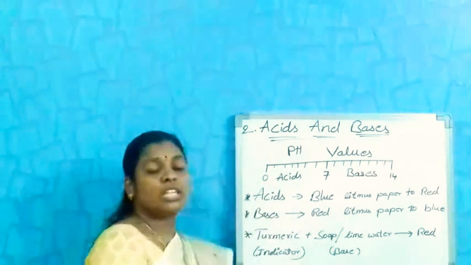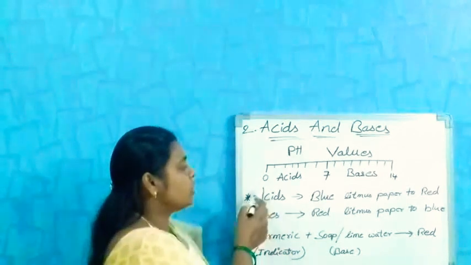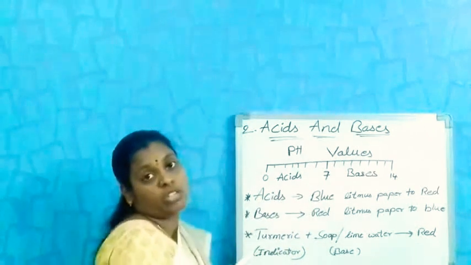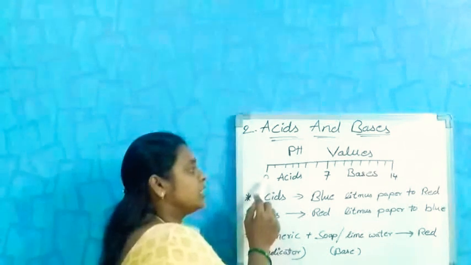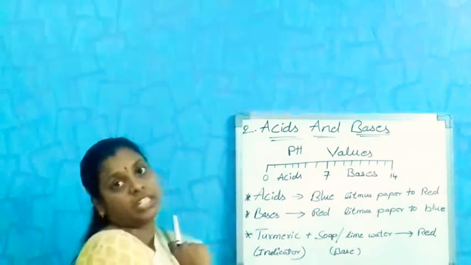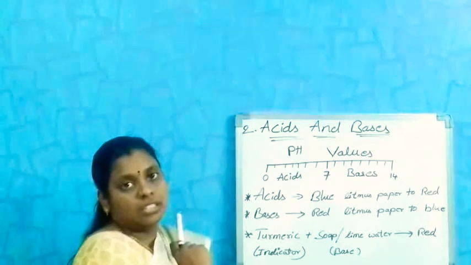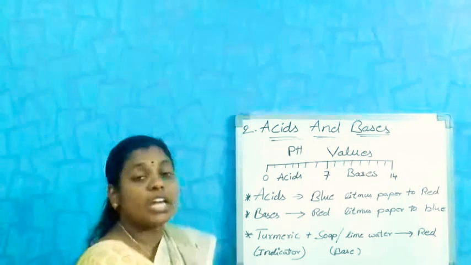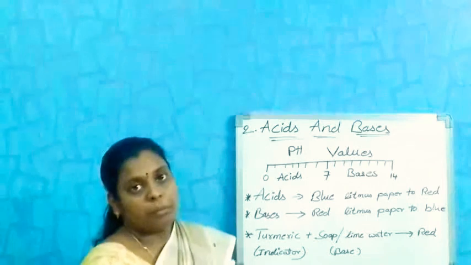So here you can see the pH scale. If you see 0 to 7, this is the scale of the pH values. How can you recognize the pH values? By using litmus papers and natural indicators, there are some natural indicators. By using those natural indicators or pH papers, we can identify whether the given substance is an acid or base.